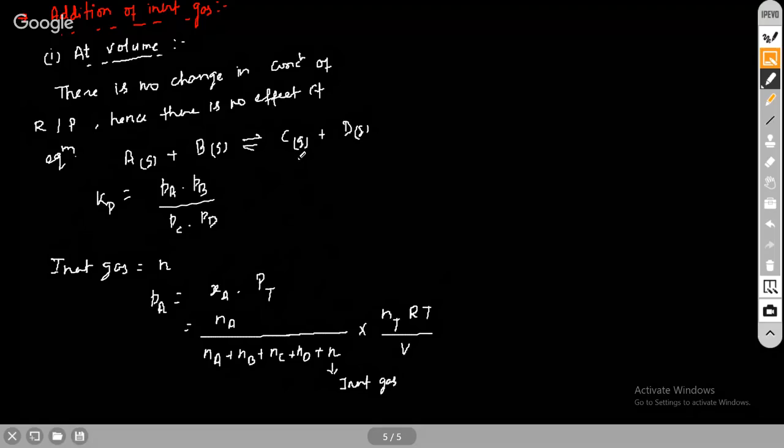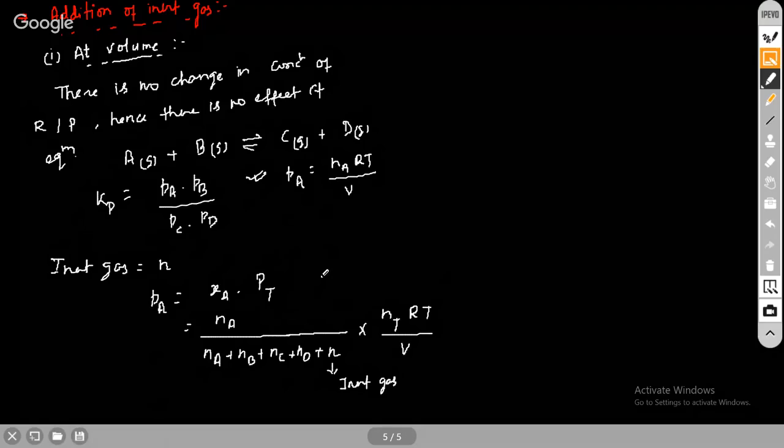When we haven't added this inert gas, what is the partial pressure then? It will be Pa = na RT by V, using PV = nRT. So this is the partial pressure when there is no inert gas. Now when we have added this inert gas, right?